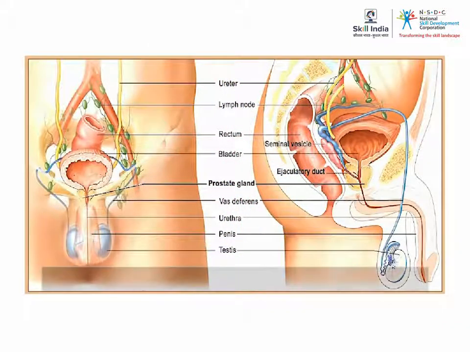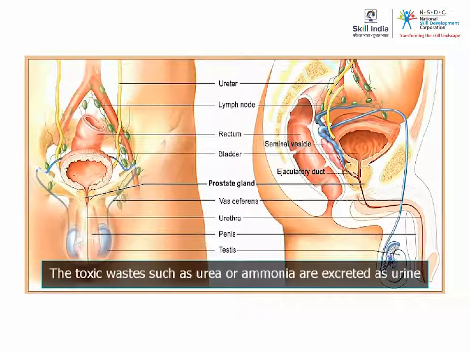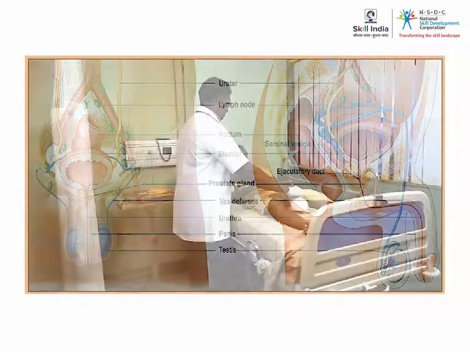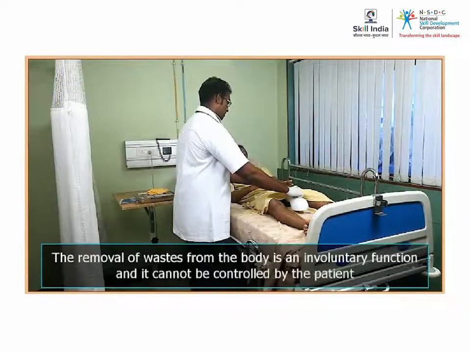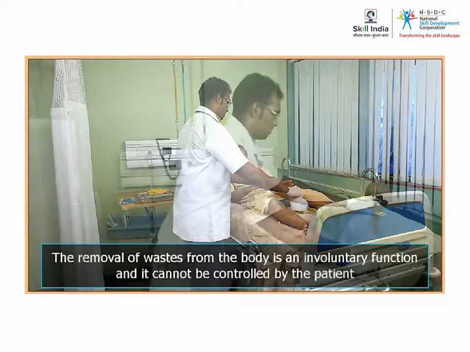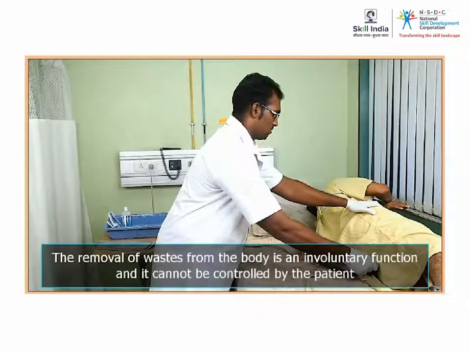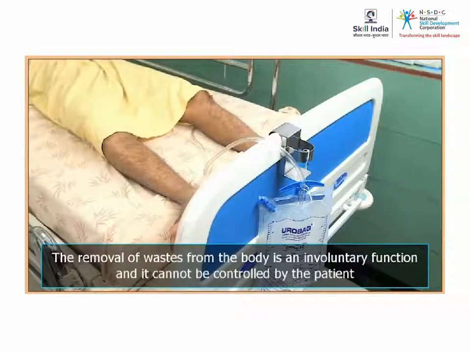The toxic wastes such as urea or ammonia are excreted by the kidneys as urine from the urinary bladder. The removal of waste from the body is an involuntary function and it cannot be controlled by the patient. In some medical conditions, the patient is unaware when the wastes are removed from the body.